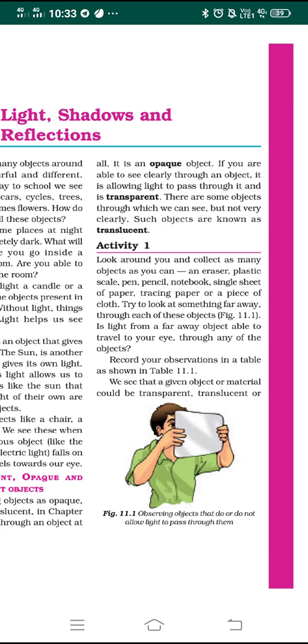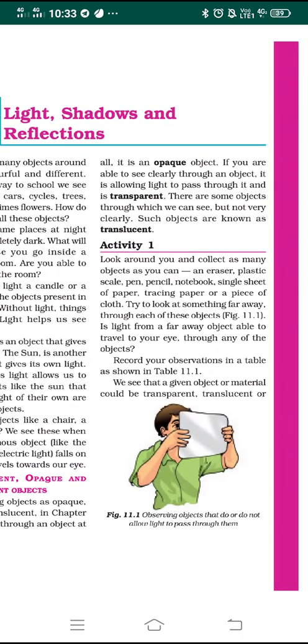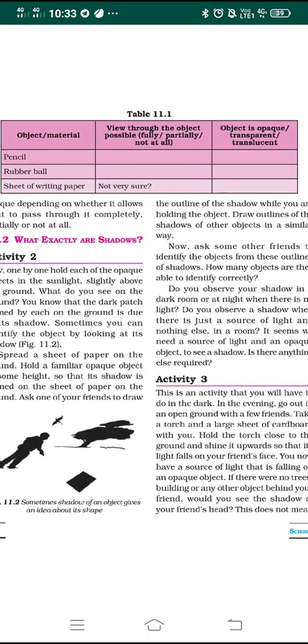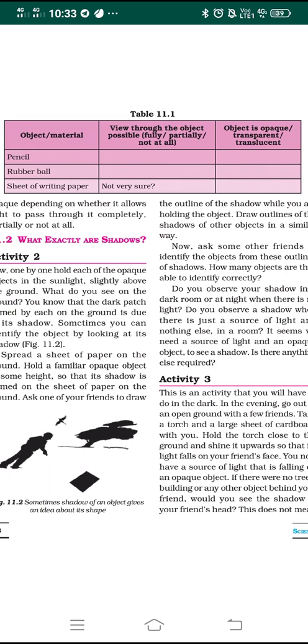We see that a given object or material could be transparent, translucent, or opaque. When you go through each of these activities, you will find that each of these objects could be transparent, translucent, or opaque. Here in figure 11.1, you can see how objects do or do not allow light to pass through them. Now let's go to table number 11.1, which is as follows.